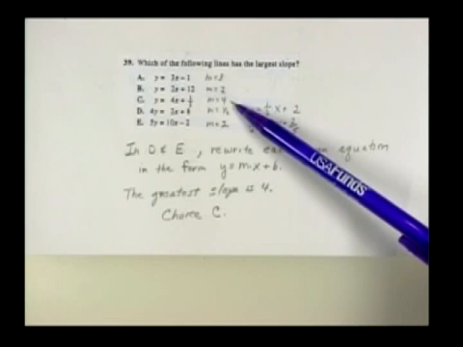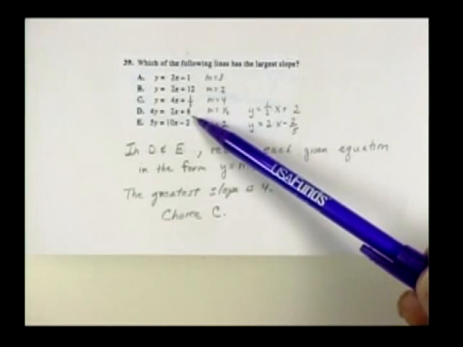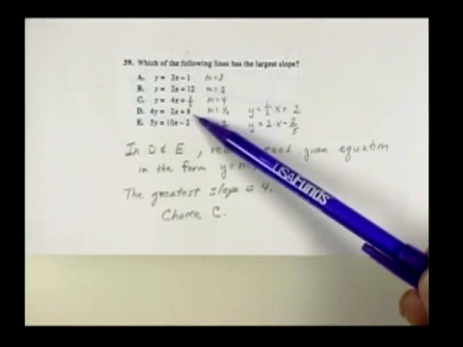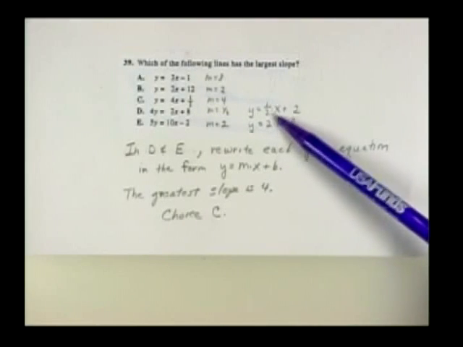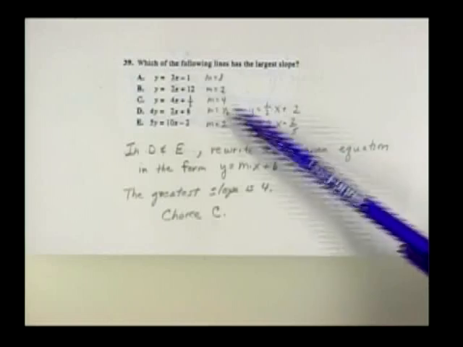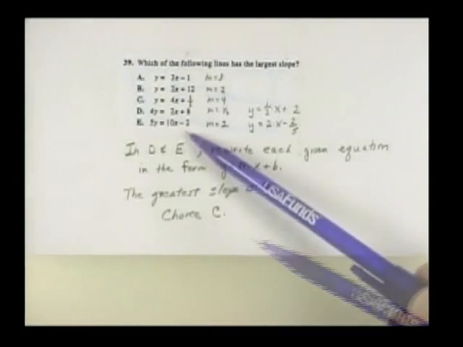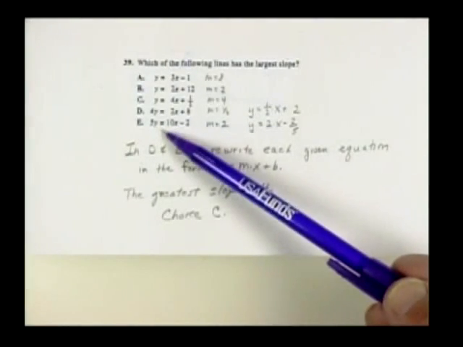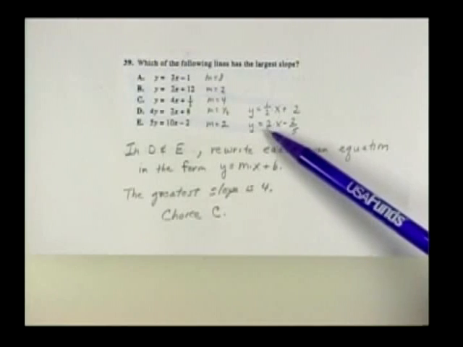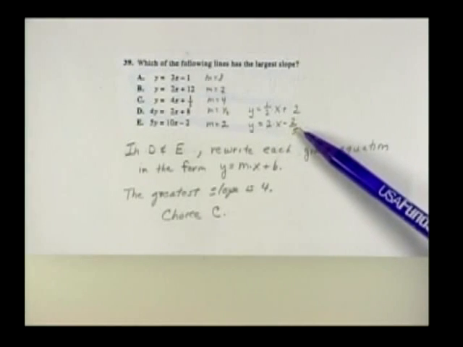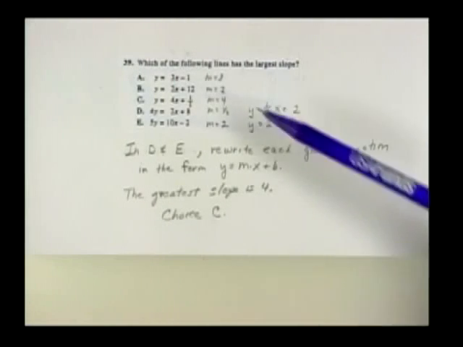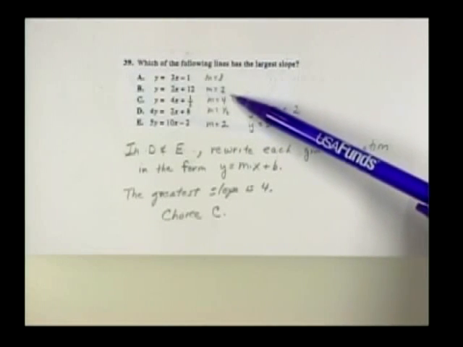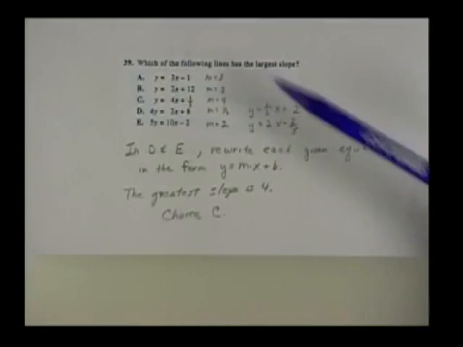The slope is 4. In D, the equation is not in the proper form, but by dividing both sides by 4, you end up with y equals 1/2 x plus 2, and the slope is 1/2. In the next equation, solve for y, divide both sides by 5. The equation becomes y equals 2x minus 2/5, and the slope is 2. The largest slope is, by inspection, 4, which corresponds to choice C.